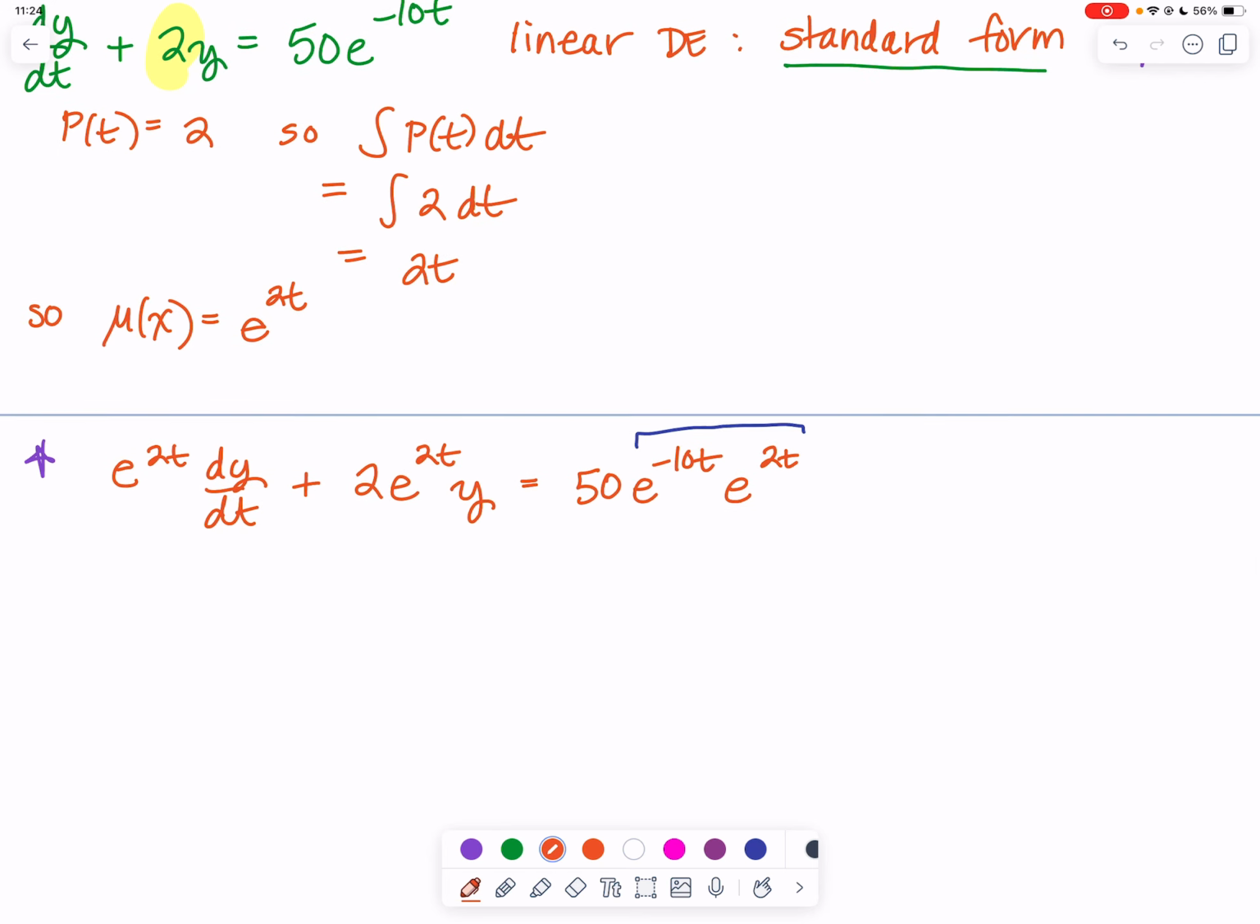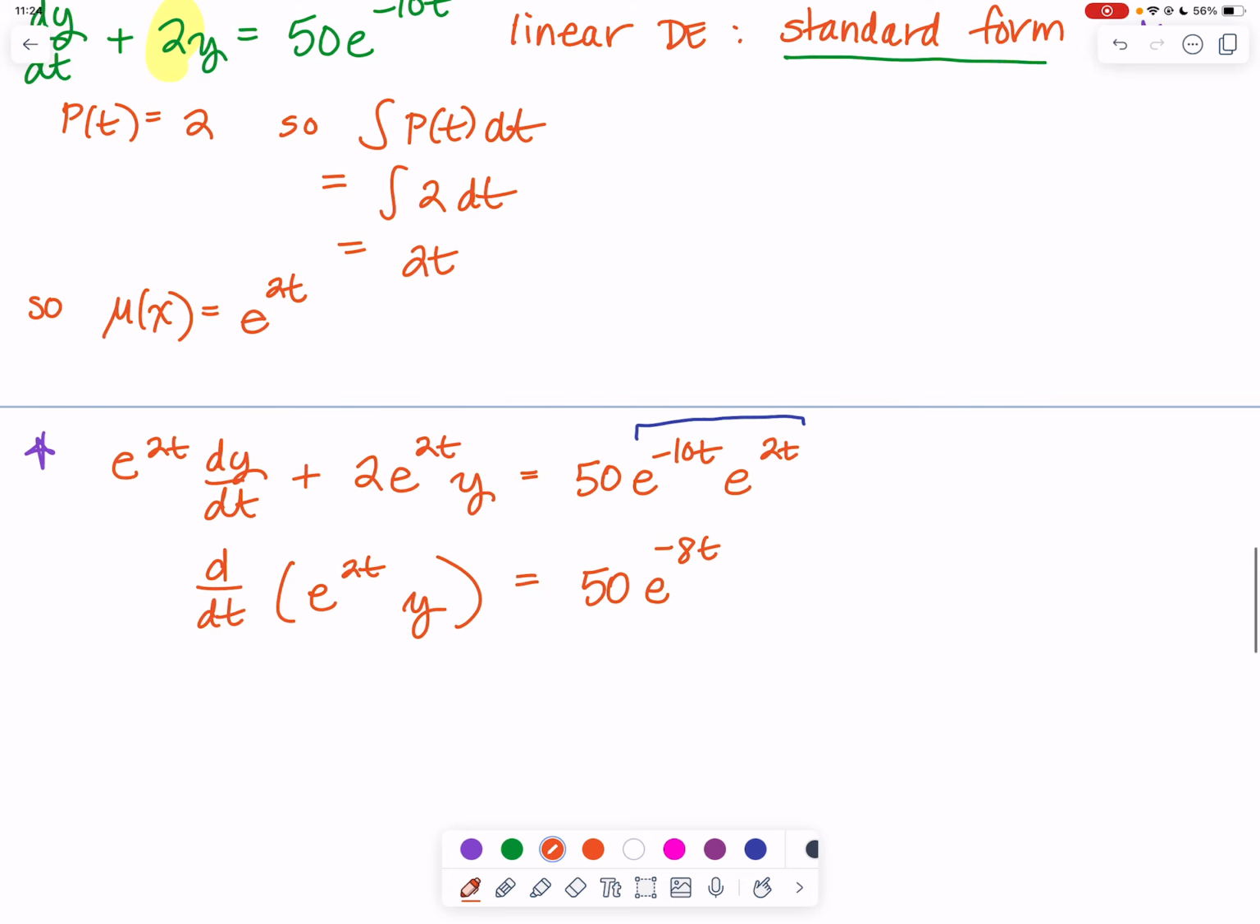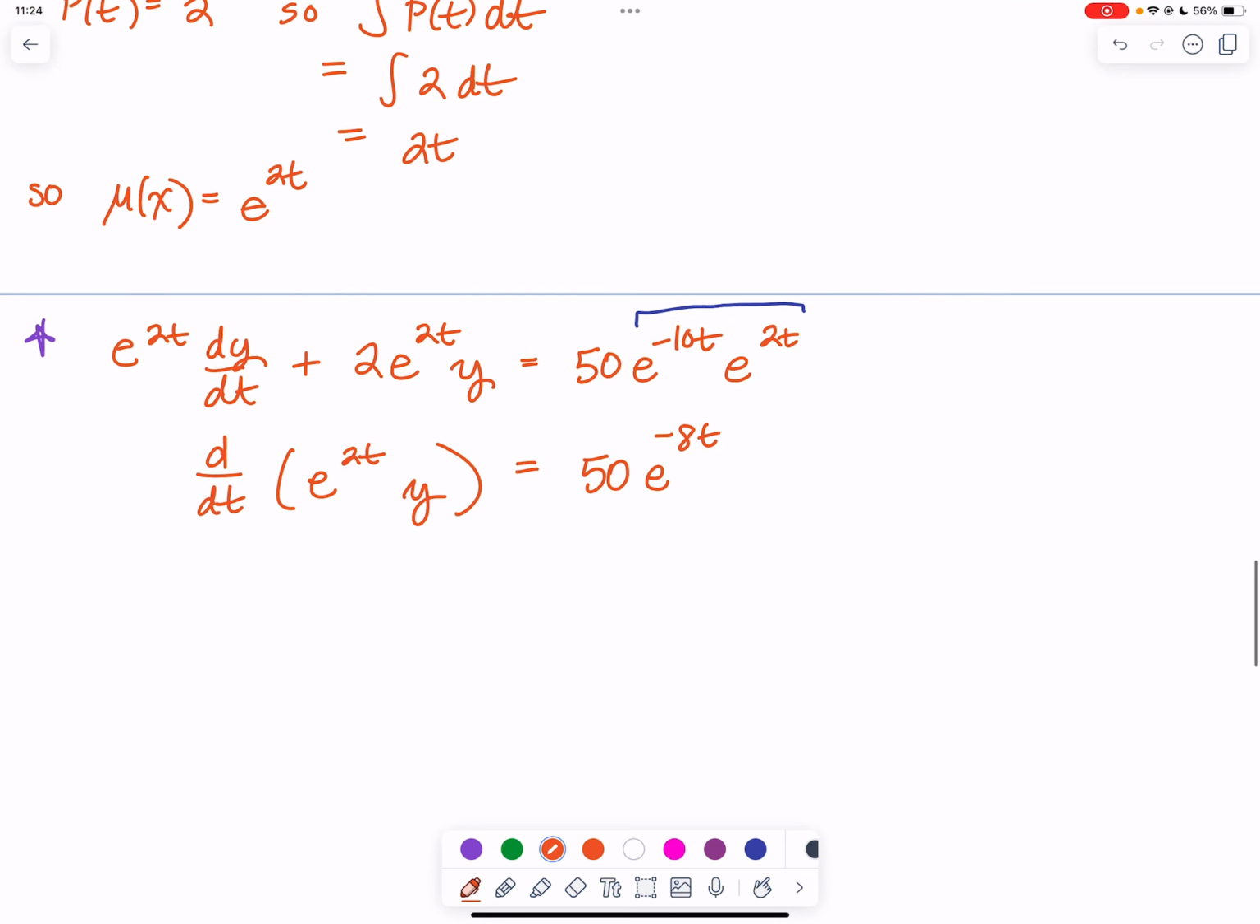What we notice right here is this left-hand side is the derivative with respect to t of e to the 2t multiplied by y. And one thing you might want to remember is that this e to the 2t is in front of our dy/dt term, and this is always going to be y. Okay, so it's not too difficult to write that left-hand side. And here we have 50 e to the negative 8t. Okay, so now we're going to integrate both sides.